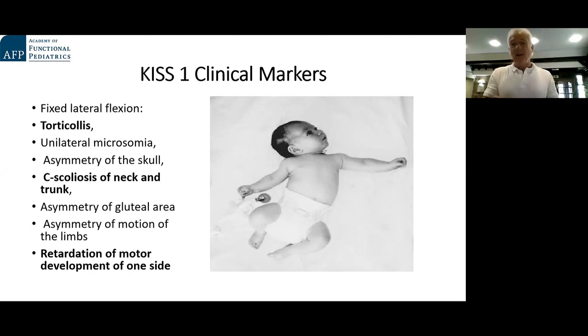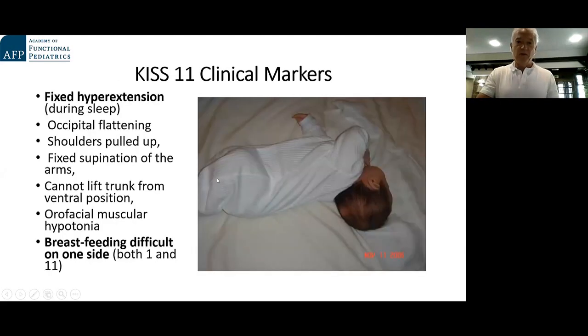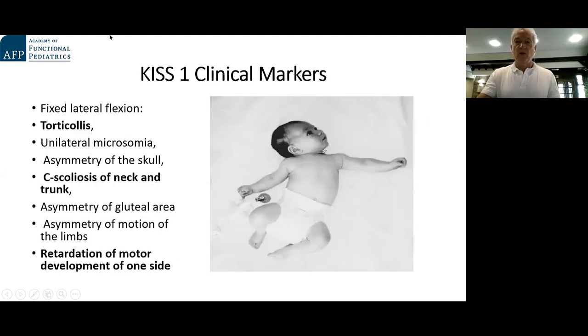And they will get skull asymmetry from that. And with these kids, you can see this scoliotic posture in this little baby. Sorry, let me go back to that one. You see that scoliotic posture which is developing. The commonest cause I've seen of infantile scoliosis is these abnormal head positions from upper cervical subluxation problems. And following that you can get gluteal asymmetry and asymmetry of motion of the limbs.